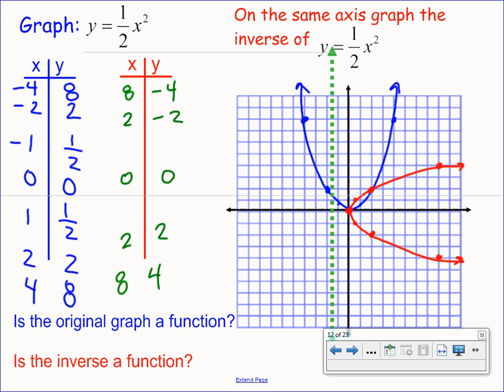So is the original blue graph a function? Tell your partner and be ready to share. Is the original blue one a function? Just be ready to share. I'll call on you. Logan, Barrett, is it a function? Yes, the original blue one is a function. Awesome. Is the inverse a function? Go ahead and tell your partner. Is the inverse a function?